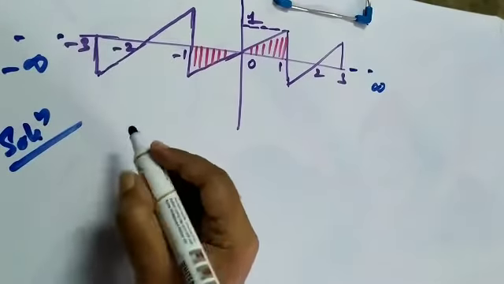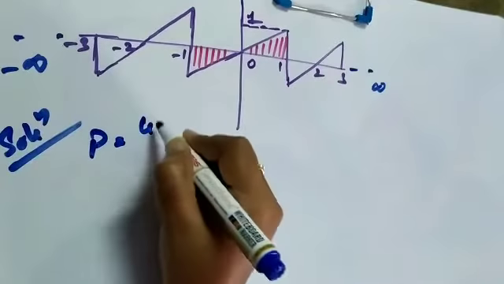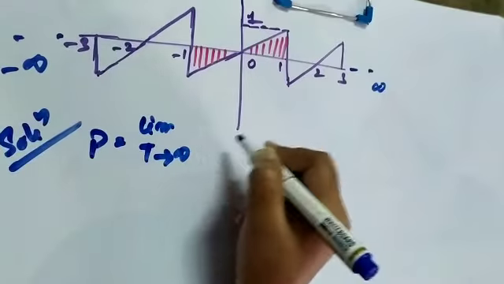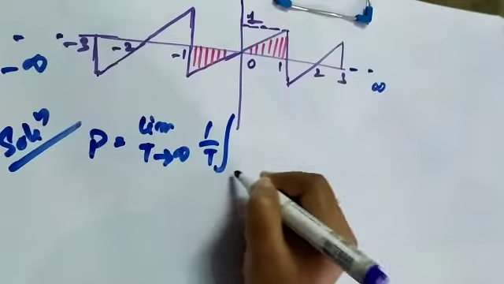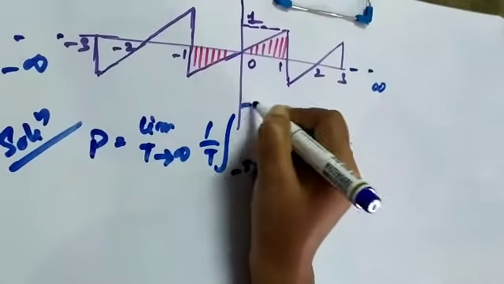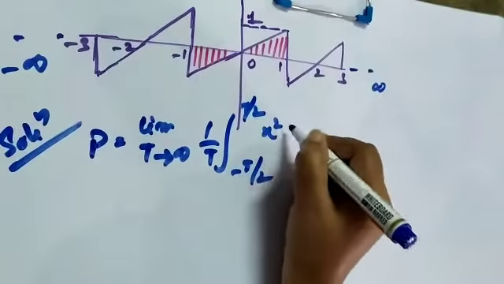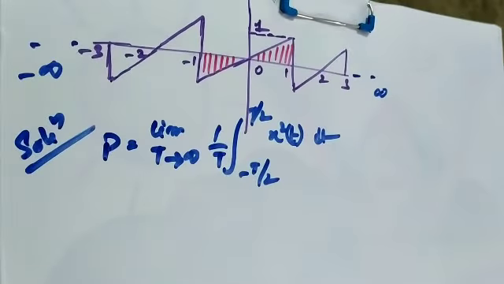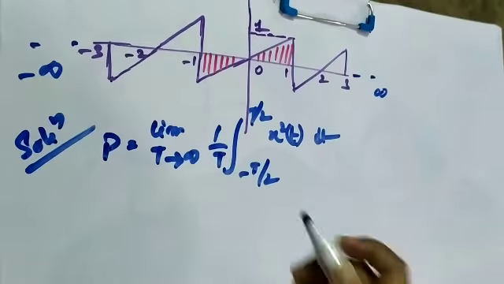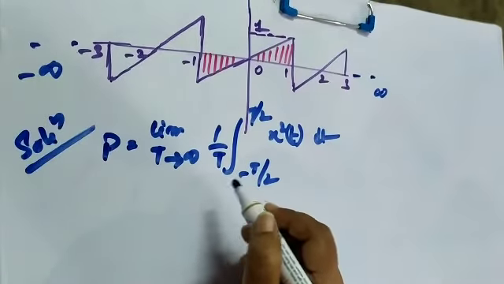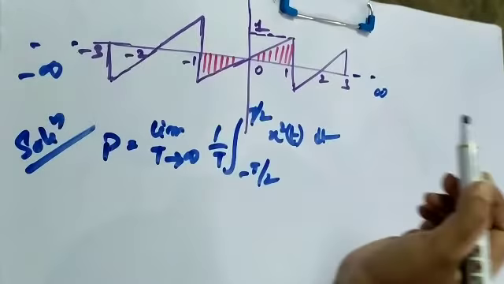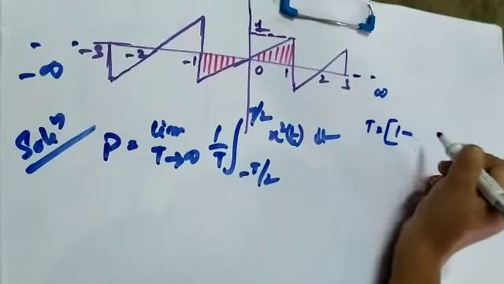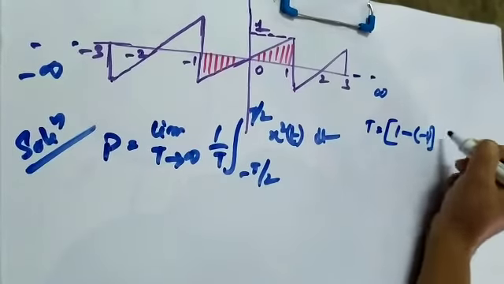To calculate the power, the formula will be P equals limit T tends to infinity 1 by T, integral from minus T by 2 to T by 2, x square t dt. The fundamental period T is here 2 because the value exists from -1 to 1. Hence, the value equals 1 minus of -1, that is 2.